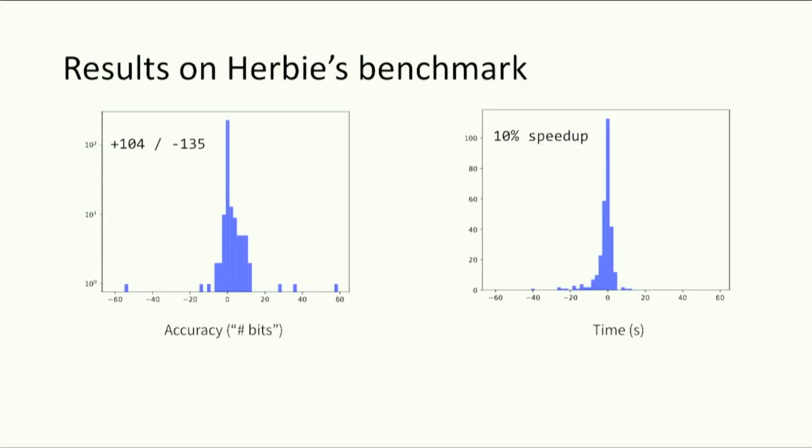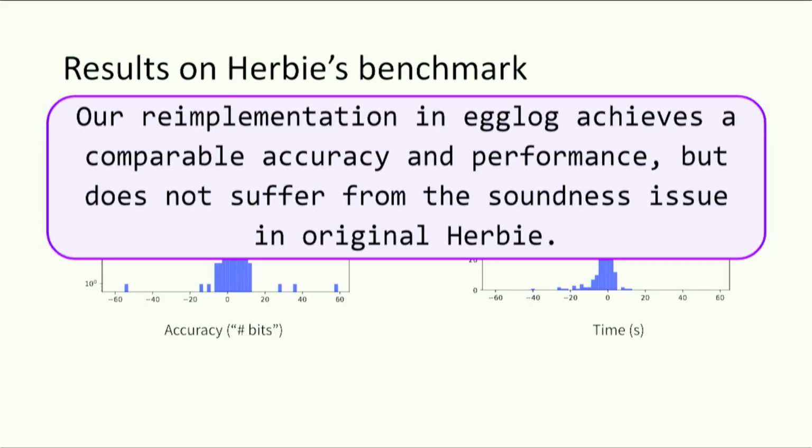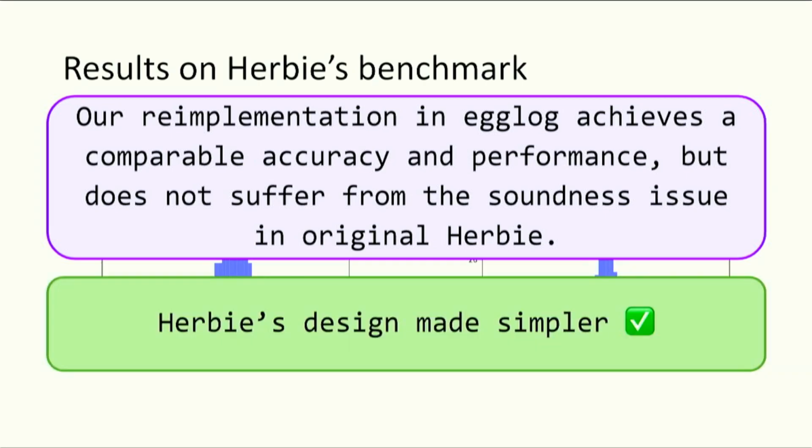So we benchmarked our reimplementation in terms of accuracy and performance. And the results show that our reimplementation in egglog achieves comparable accuracy and performance, but we do not suffer from the soundness issue in the original Herbie. And moreover, because now we don't need to worry about working around this unsoundness, we made Herbie's design drastically simpler.